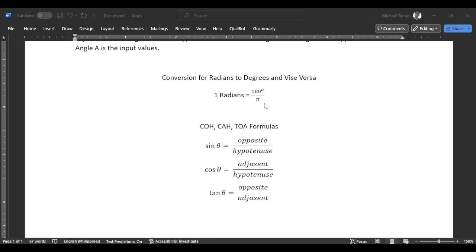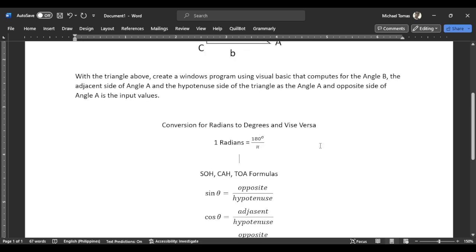Then under this conversion, we have the SOHCAHTOA. Sorry, I'll just change it. So SOHCAHTOA: sine theta is equal to opposite over hypotenuse, cosine theta is adjacent over hypotenuse, and tangent theta is opposite over adjacent. Okay, so that's our formula, and this is our problem.